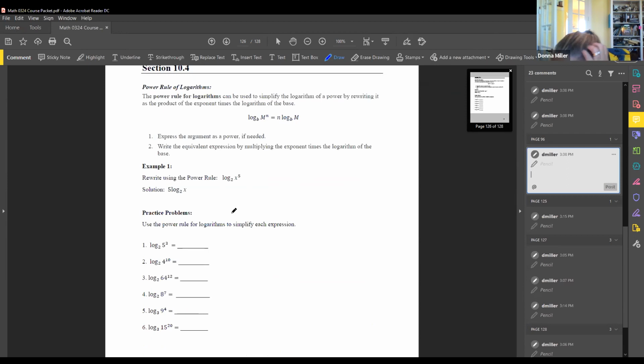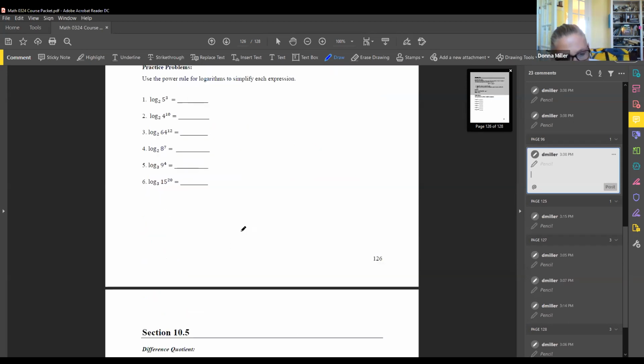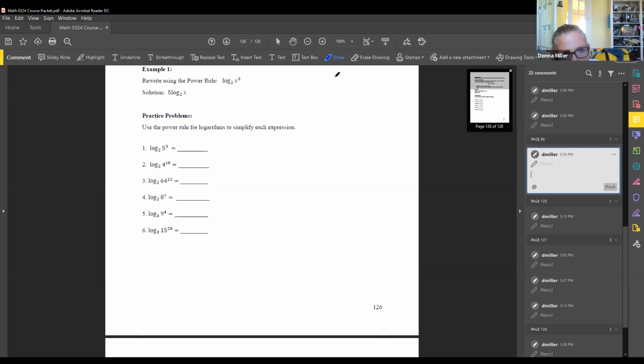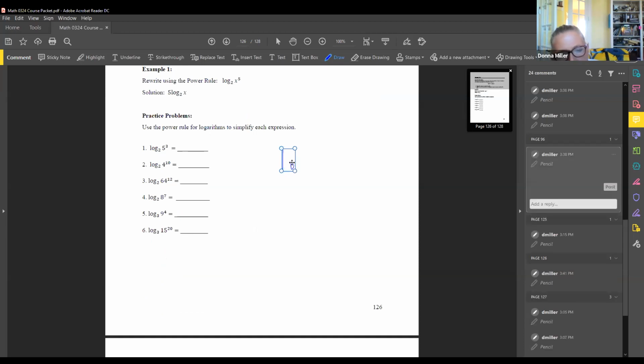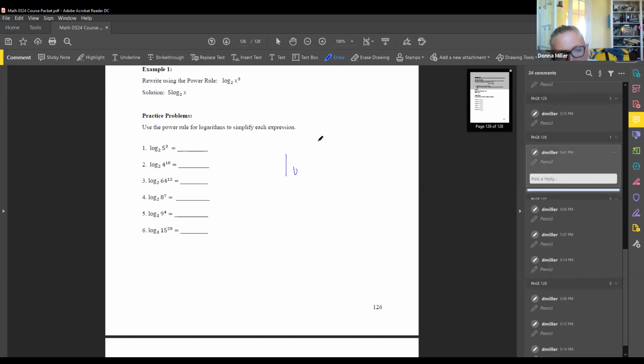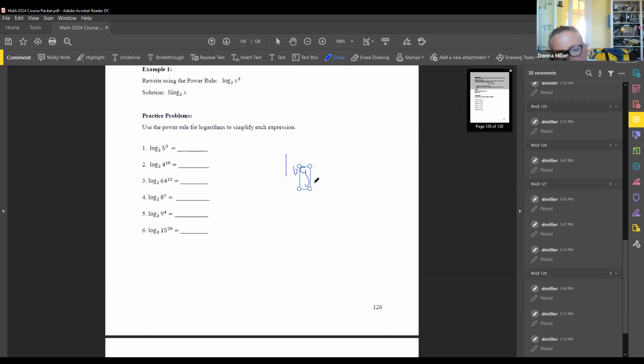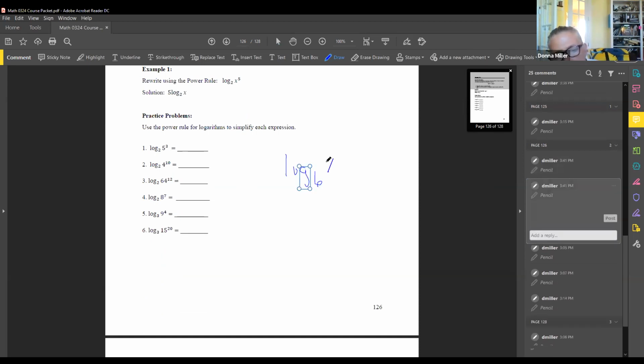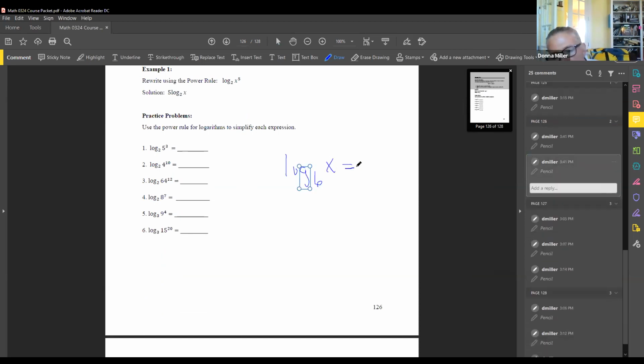Logs, the only thing from logs I saw was converting a log to an exponential and back. For example, it's not even in this section, but if I told you log base 6 of x equals 3, in exponential form, remember you keep the base and switch x and y, so 6 cubed would be x. That was the way to convert back and forth.